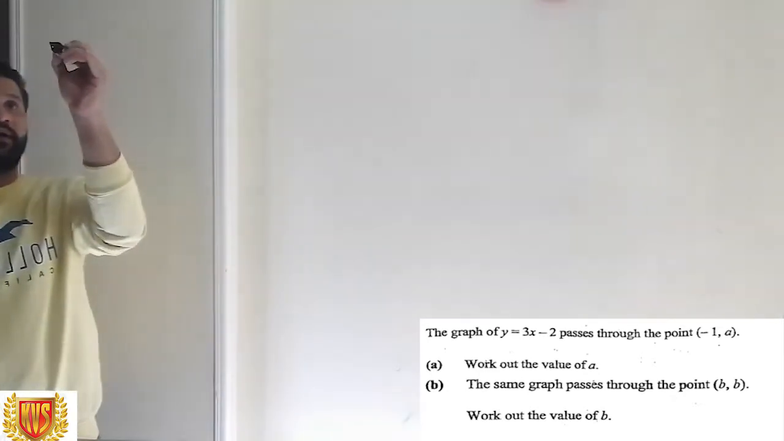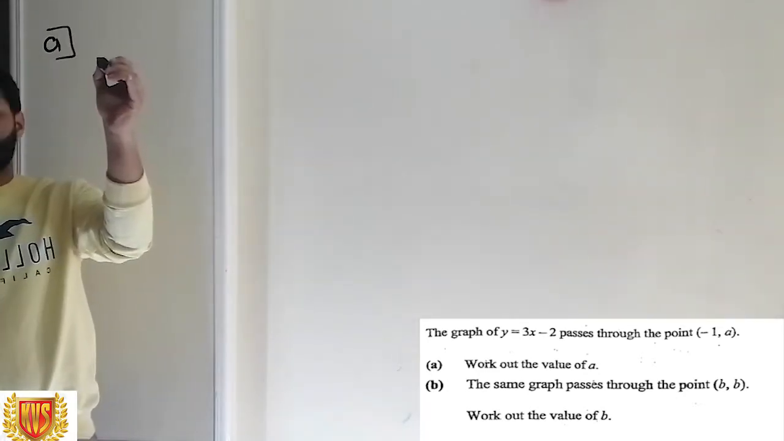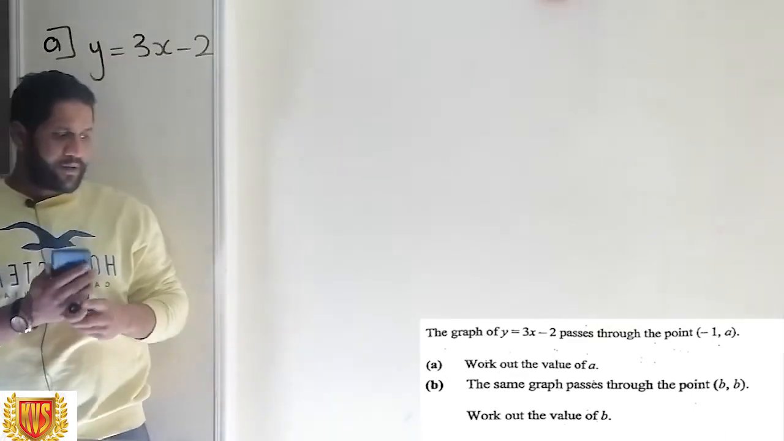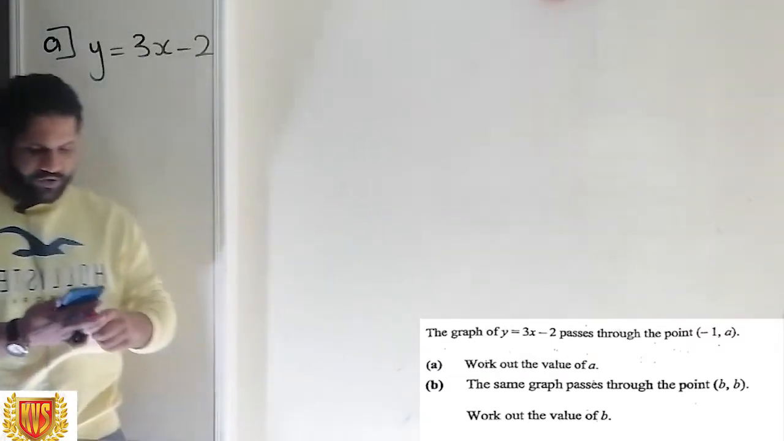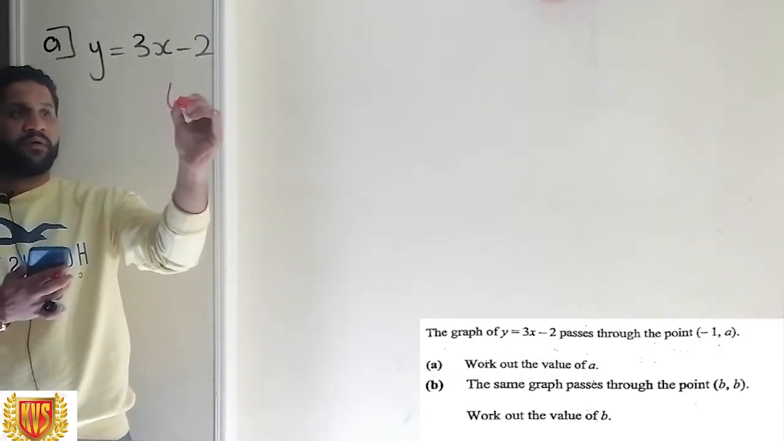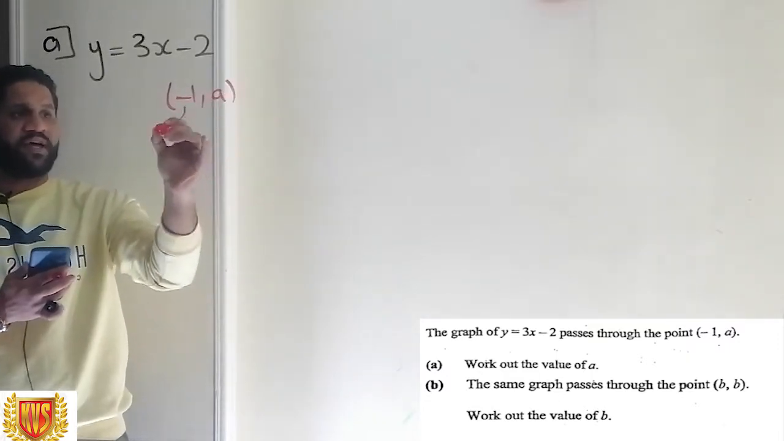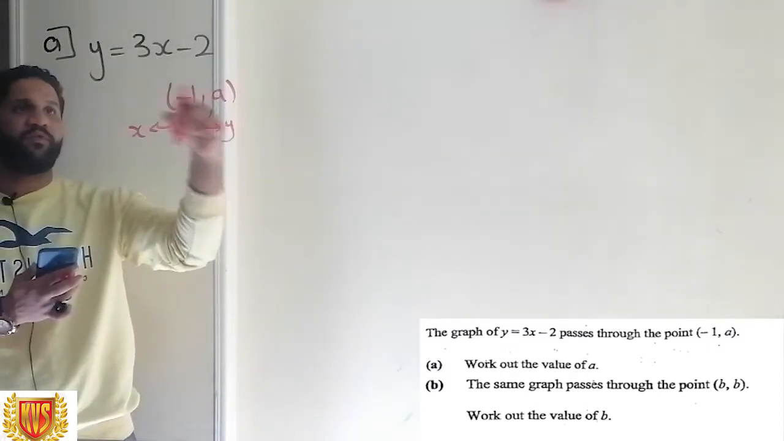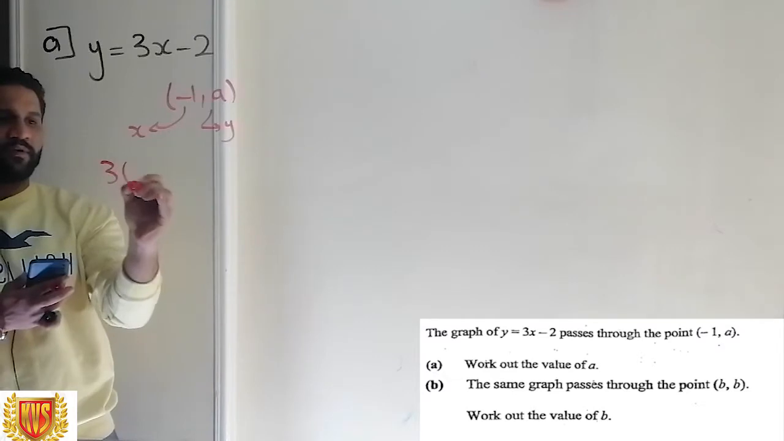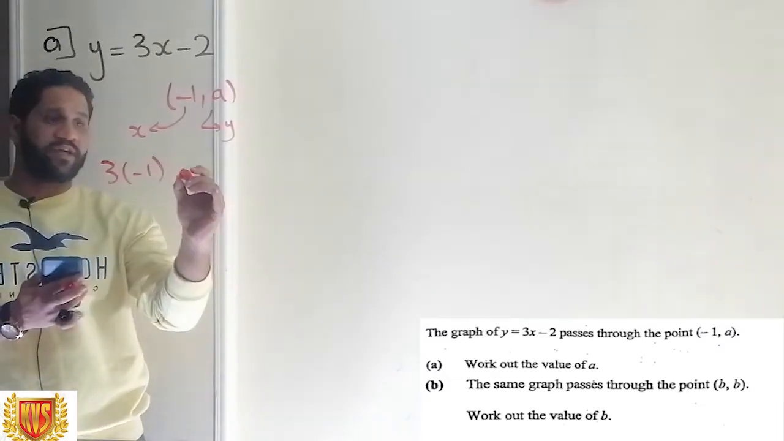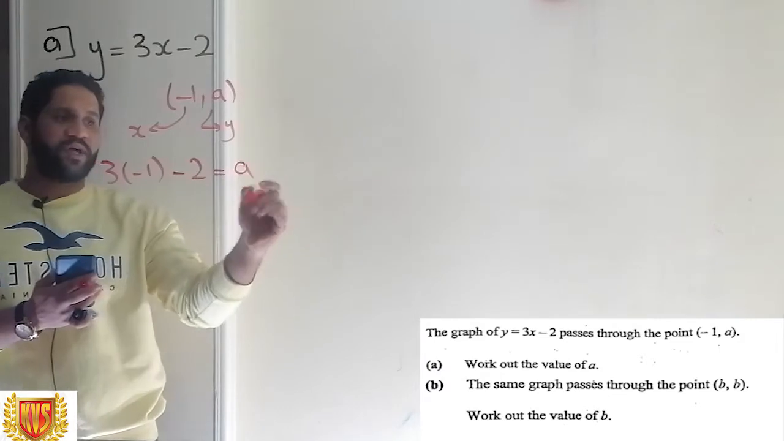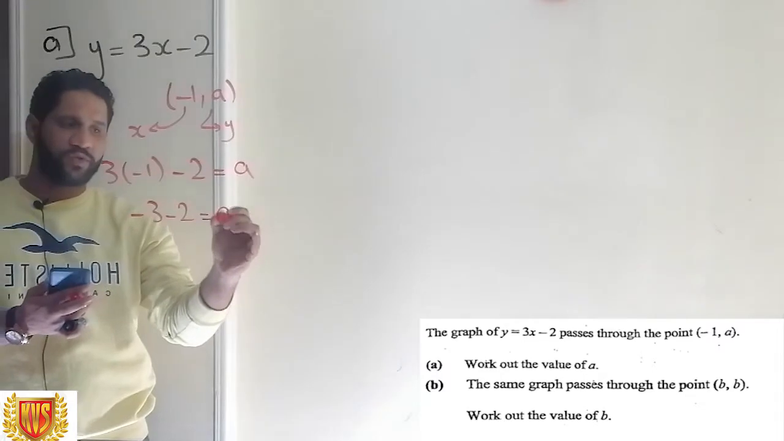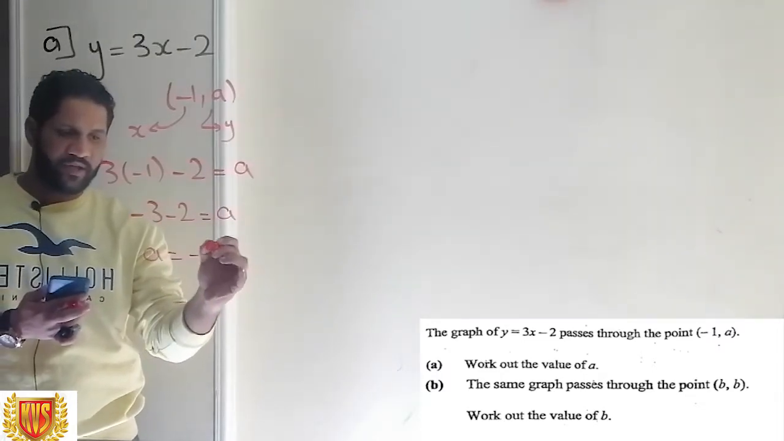So, to solve part a, I can see that I have the relation y equals 3x minus 2. Okay? And I have the point given, which is negative 1 and a. This is x and this is y. So I remove x and put negative 1, and remove y and put a. So it's 3 times negative 1, which replaces x, minus 2 equals a, which is my y, which I need to know. 3 times negative 1 will be negative 3, minus 2 equals a, so a equals negative 5.